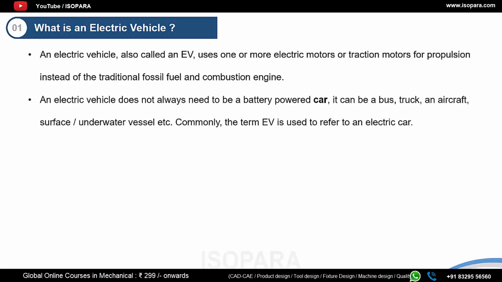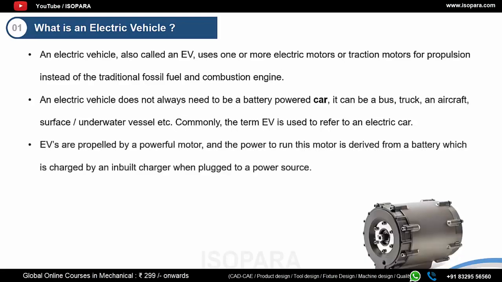Now, throughout the course, I will be using the term EV for electric vehicles, and our focus will be on electric cars specifically. But EVs can be used to refer to all types of battery or electric vehicles, like an electric powered bus, a truck, or an aircraft. It can be a surface or underwater vehicle, that is, an electric boat or an electric submarine.